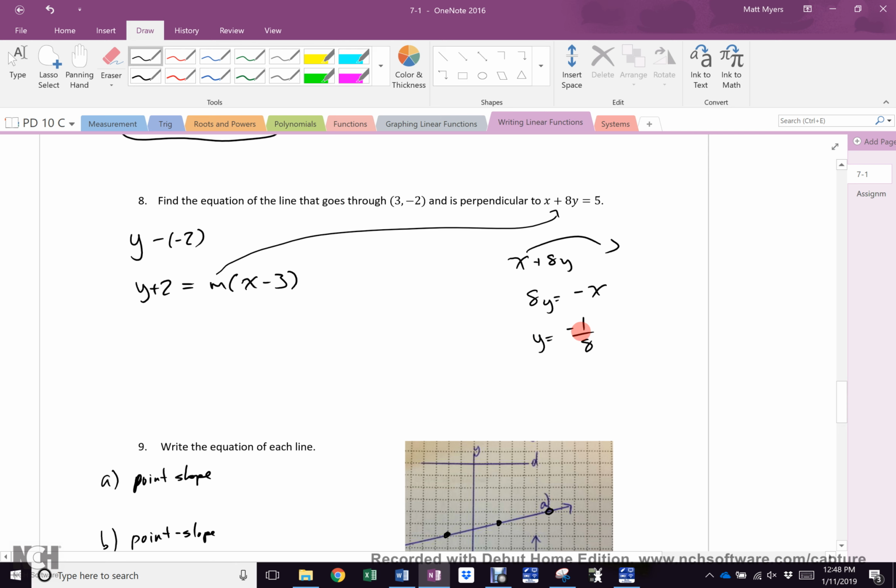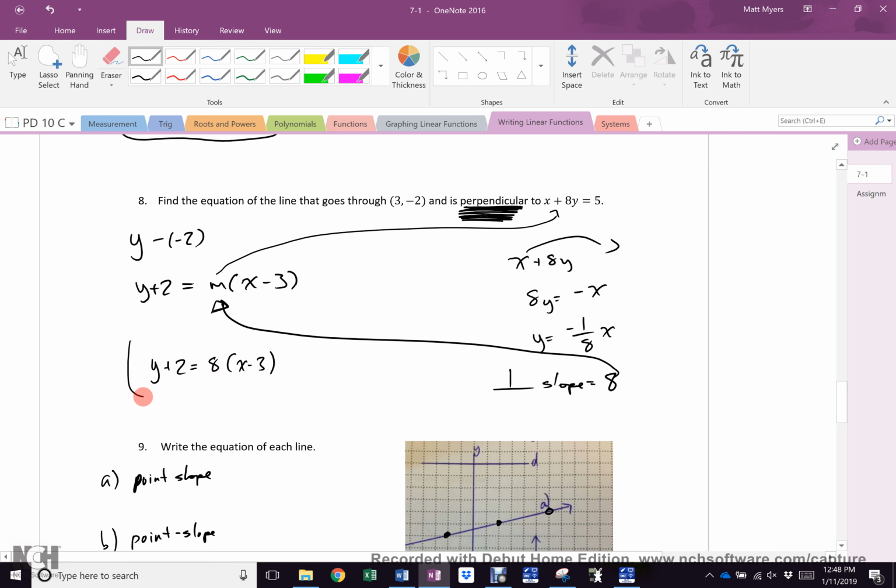Is that the slope I want? Yeah. Is that the slope I want? Oh, no. Which is what? 8. So the perpendicular slope equals 8. So that goes there. And now I'm done. Is everybody good?